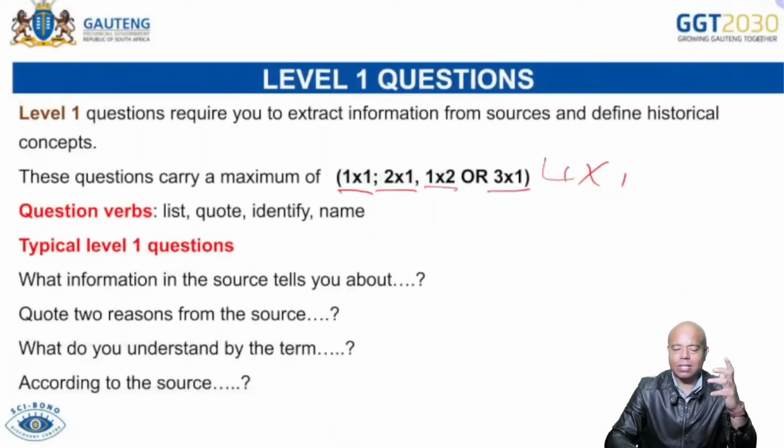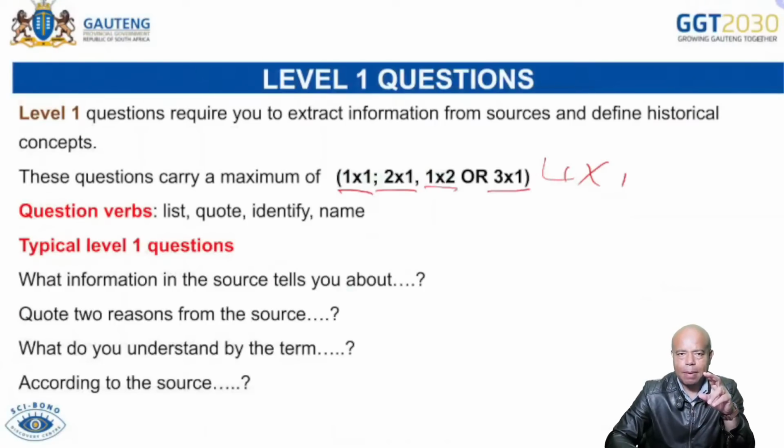Now, level 1 questions, remember learners, the answer is where? In the sources. Remember now, learners, if it's not a definition, the answer will always be in the first 4 lines, basically. Then, what are the typical level 1 questions? What information in the source tells you about? Quote 2 reasons from the source. What do you understand by the term according to the source?